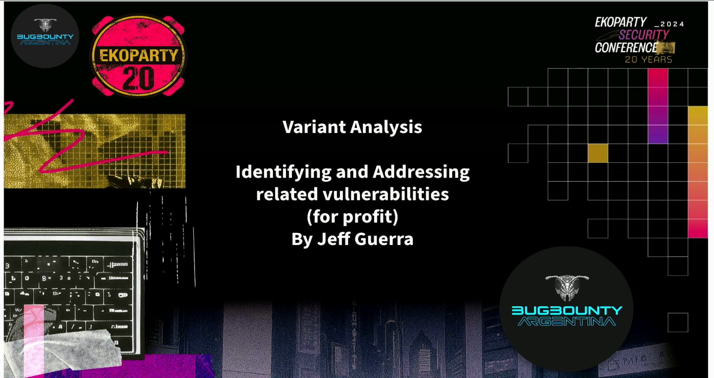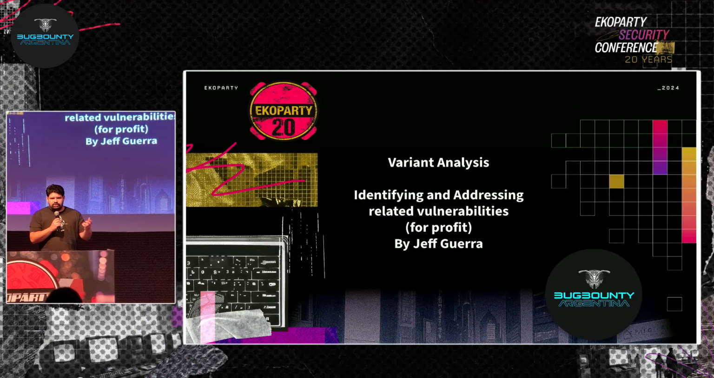All right, so my name is Jeff. The title is Variant Analysis, Identifying and Addressing Related Vulnerabilities for Profit. This talk is separated for corporate people. What do you do when a bug comes in? How do you squeeze the return on investment when you receive a bug from a researcher or an external source? And as a bug hunter, how can you do this for profit? How can you turn it around and get somebody's research and immediately get started on it?